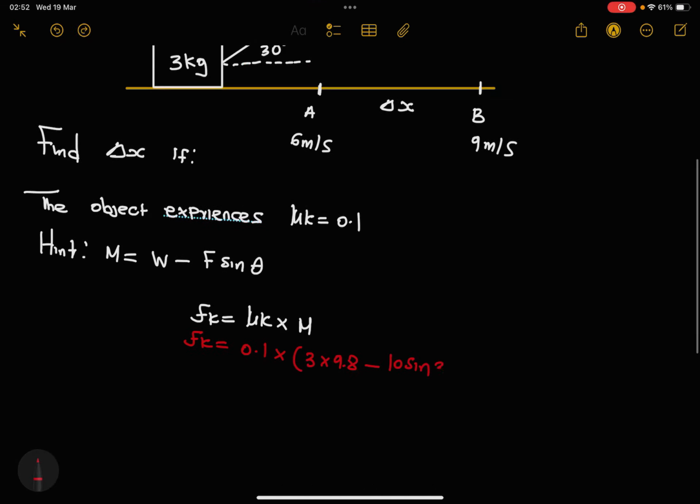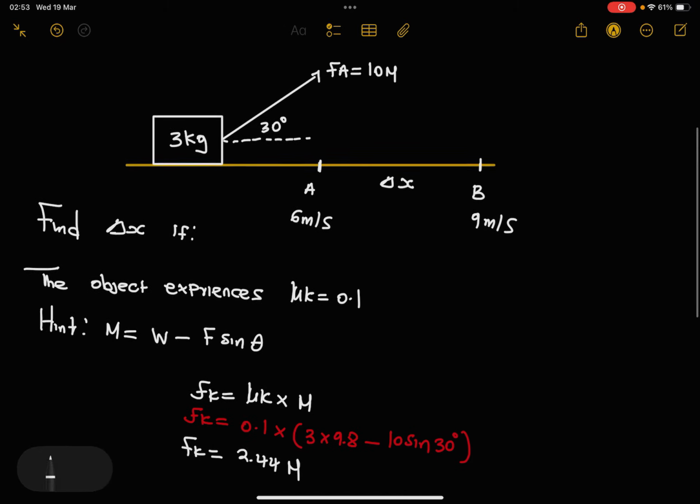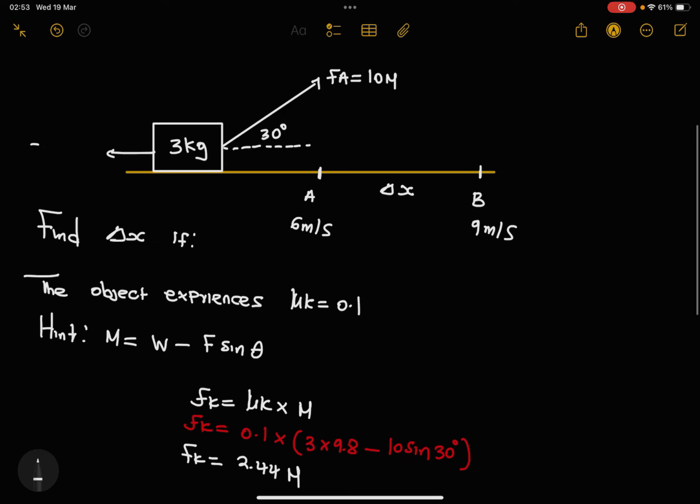Remember, these things are so simple because we've already done them in Newton's laws of motion, isn't it? So it's 0.1 multiplied by 3 multiplied by 9.8 minus 10 times the sine of 30 degrees. So it means that our Fk is simply just going to be 2.44 newtons, right? It is really simple, just straightforward. Now, since we know the value of the frictional force, 2.44 newtons, we can now find the change in x, isn't it?